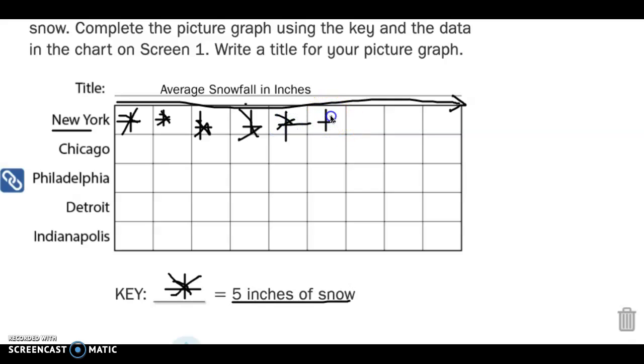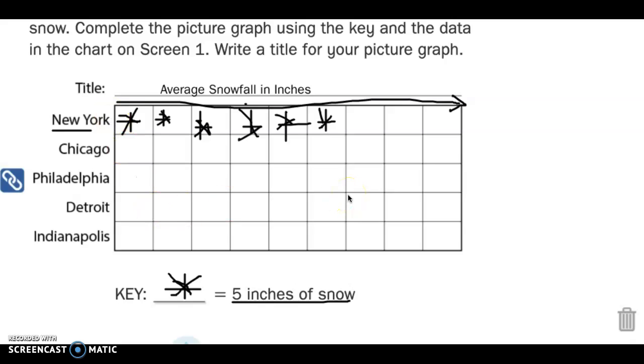We made it. We have how many? 1, 2, 3, 4, 5, 6. 6 symbols times 5 because 5 inches each. 6 times 5 is 30. 5, 10, 15, 20, 25, 30. Good. This shows New York has 30 inches.